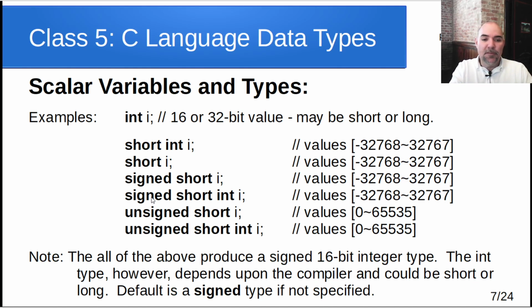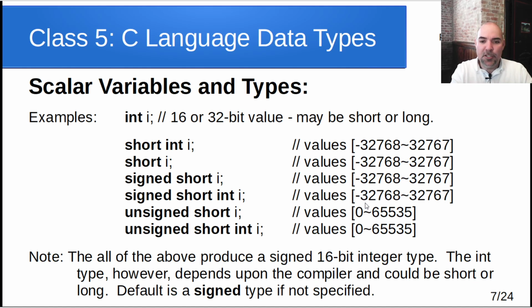Now, one of the other things is by default, int values are always going to be signed, but you can specify signed in your code if you want to. So notice that all 4 of these things that we put up here produce the same kind of variable. If I say short int or signed short int, I get the same kind of variable.